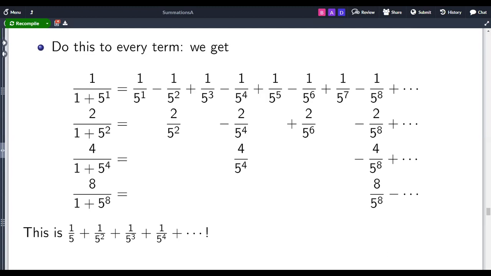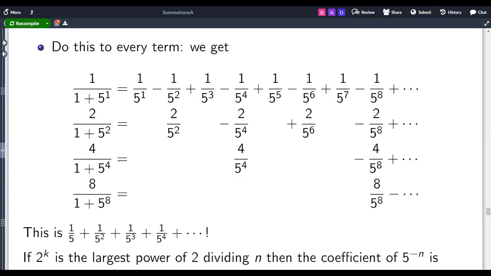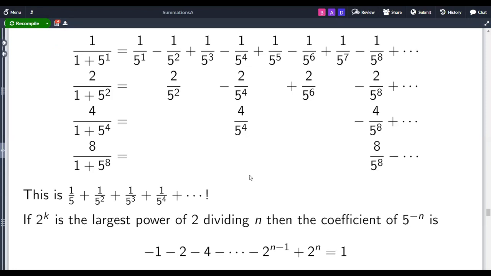And if you want a little more explanation of why this is true, the fact comes from that the numerators are all powers of 2. So if 2 to the k is the largest power of 2 dividing n, then the coefficient of 1/5 to the n is the negative sum of all the powers of 2 from 1 to 2 to the n minus 1, plus 2 to the n, which works out to 1.